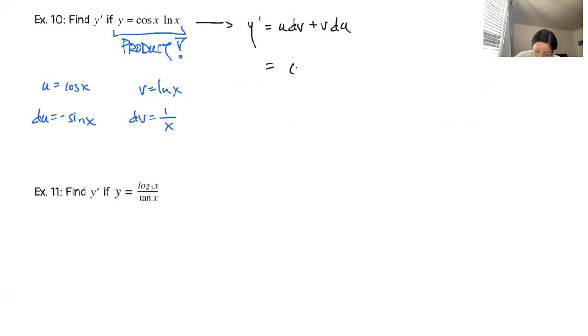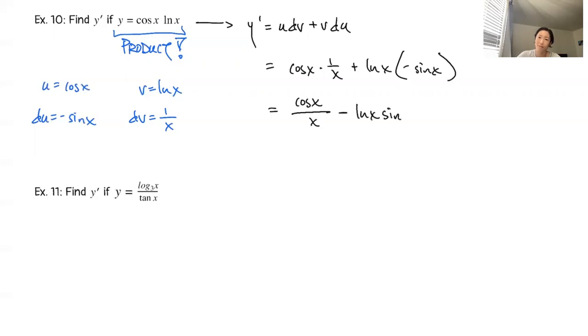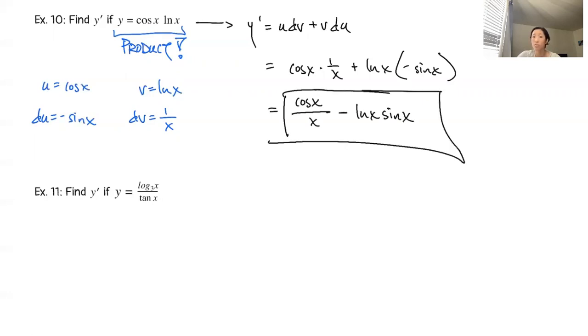Let's clean that up a little bit. We'll get cosine x over x minus natural log x sine x. That is the y prime for y equals cosine x times natural log x. For better or for worse, the more of these we do, the more we realize the underlying structure is pretty much the same, but what's different is we just have a bunch of rules to choose from.